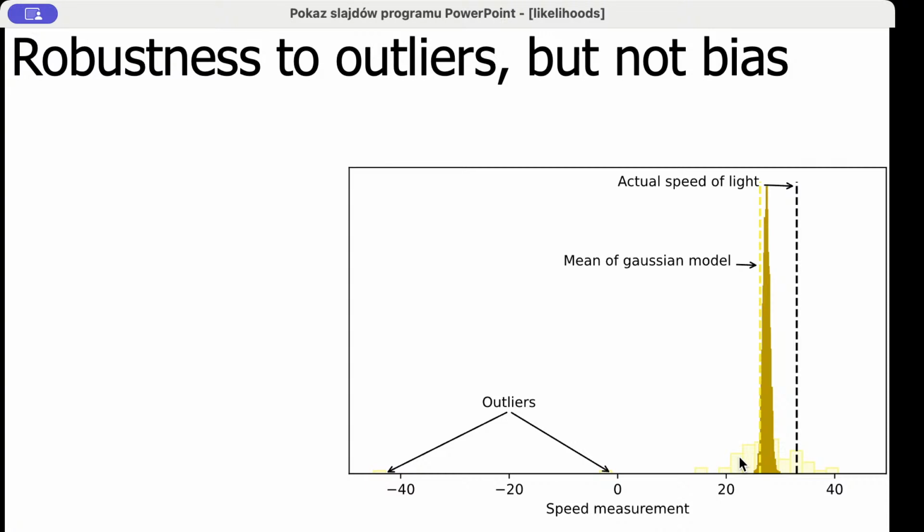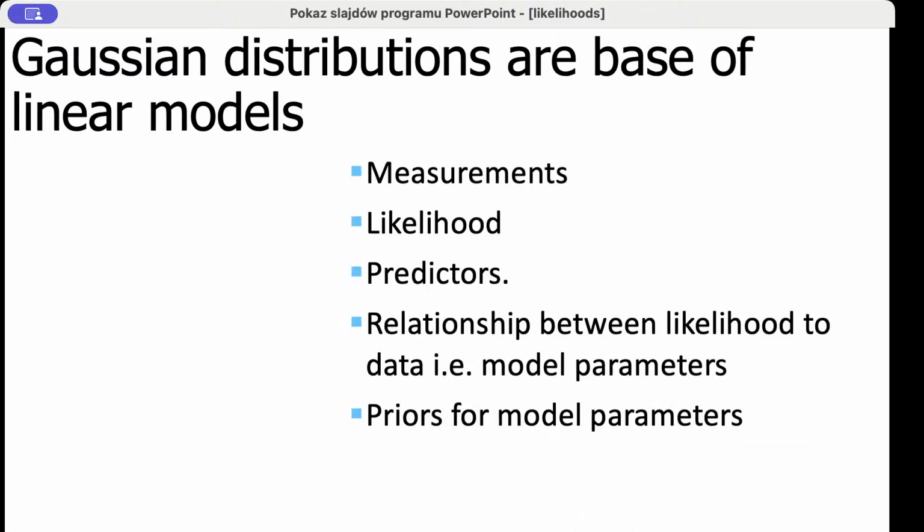And if we replace the normal distribution with the Student distribution, we can improve our estimated speed of light by moving from the mean of the Gaussian model more towards the actual speed of light. And it can handle outliers, but of course it won't handle the simplicity of the original experiment. That was still a bit flawed.